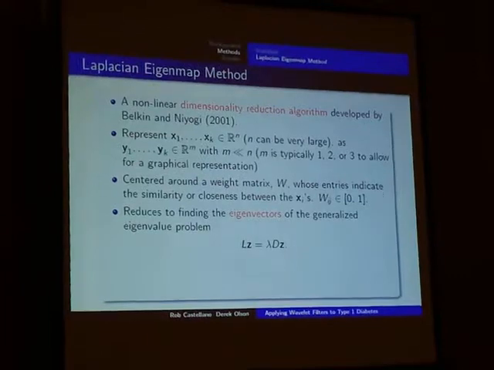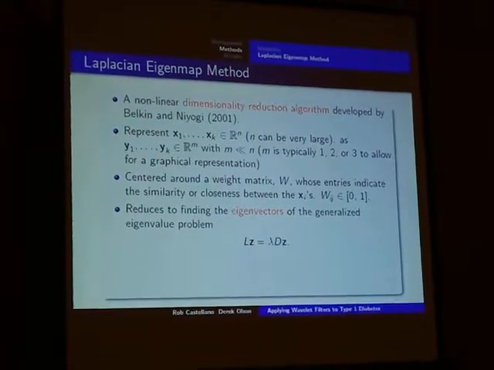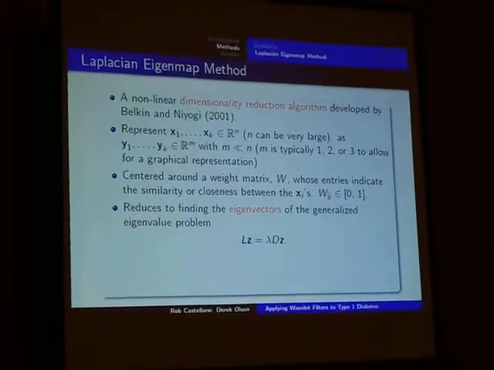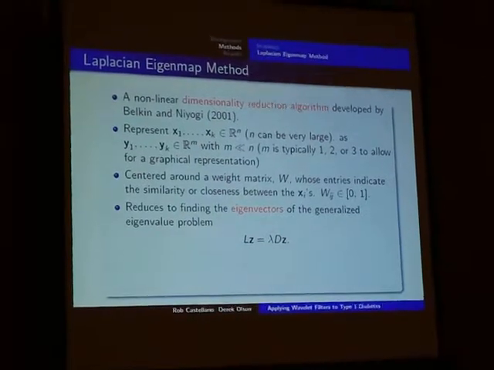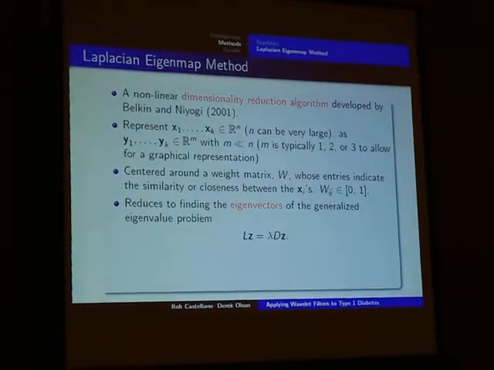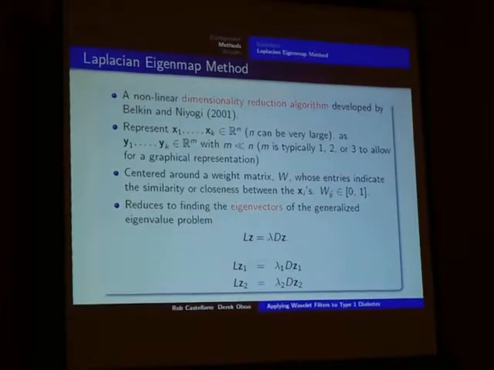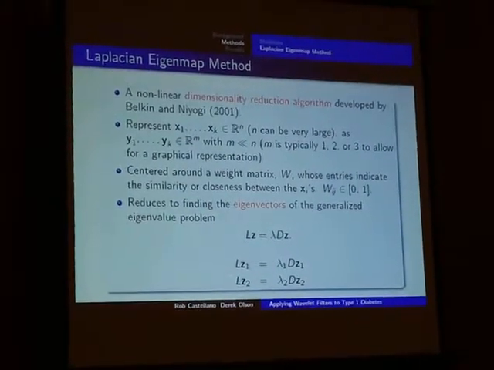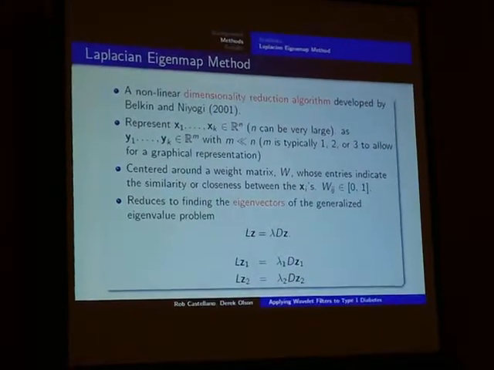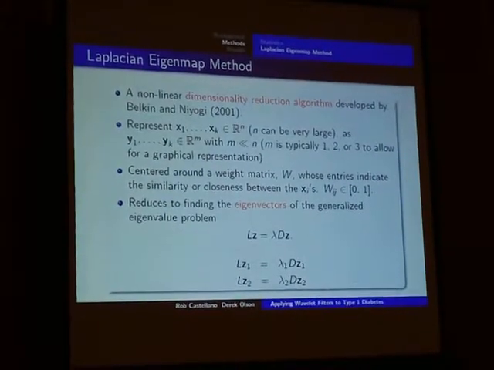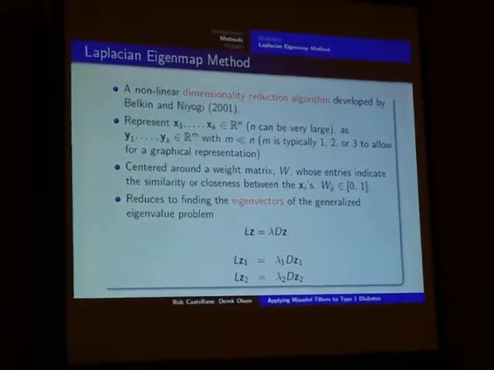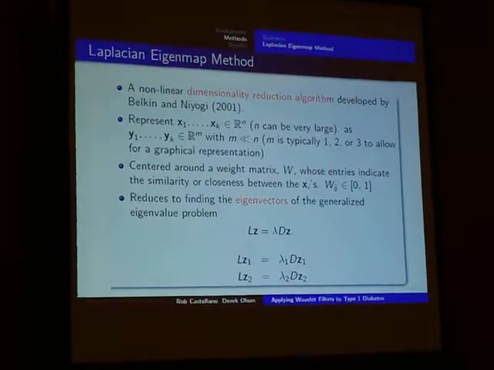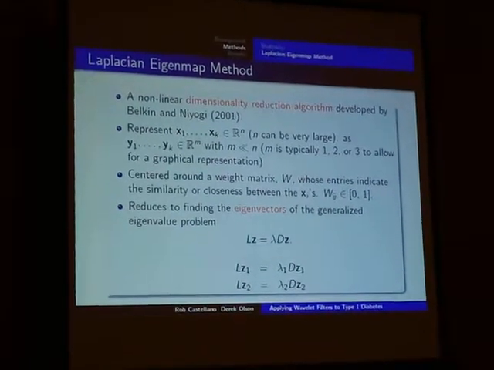The algorithm reduces to finding eigenvectors of this generalized eigenvalue problem, Lz = λDz, where L and D are 2 matrices derived from W. And what we need to do is calculate 2 eigenvectors, z1 and z2, corresponding to the 2 smallest non-zero eigenvalues, λ1 and λ2. And then using these eigenvectors, we plot the points graphically.